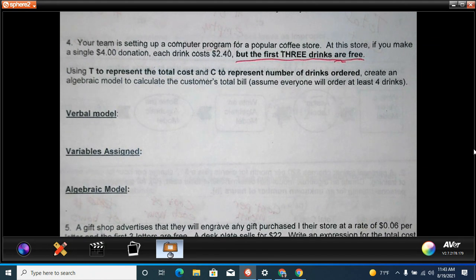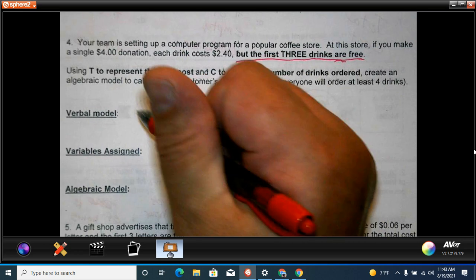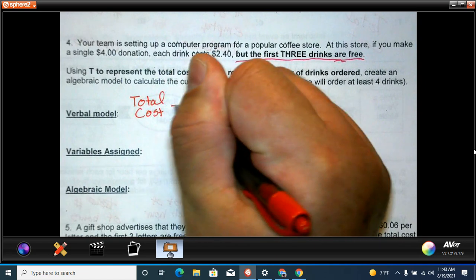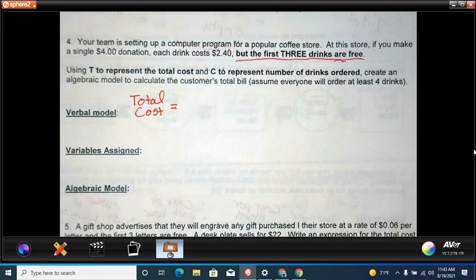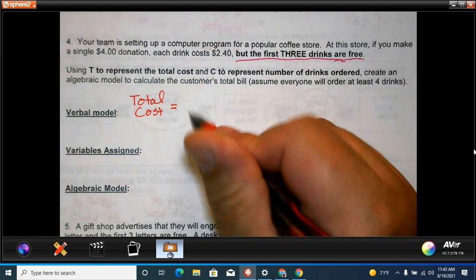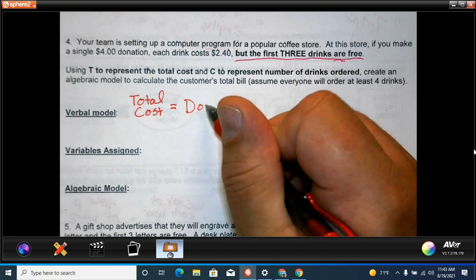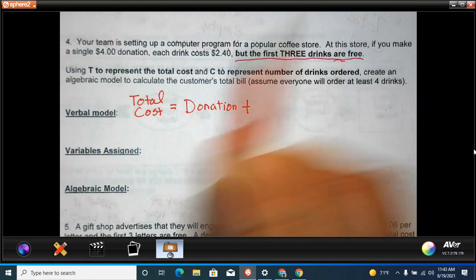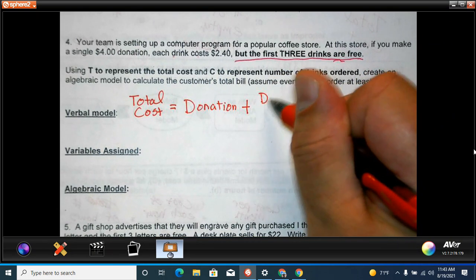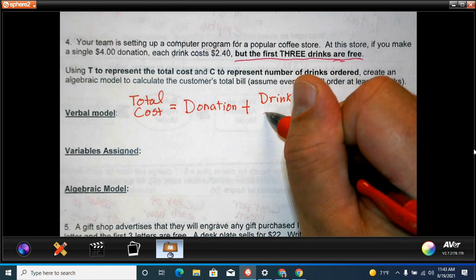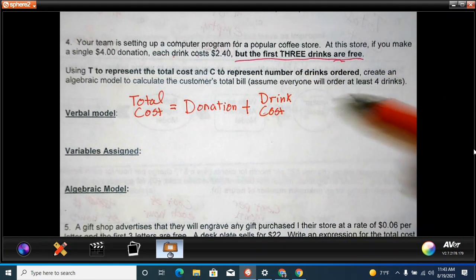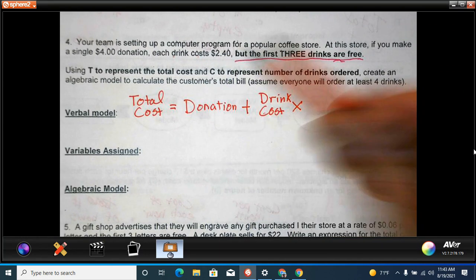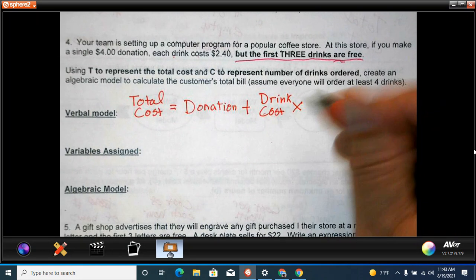So our verbal model is going to pretty much be the same. They want to look for the total cost. That's going to equal, well, they got a donation here, so we have to make a donation, right? That's going to be part of our cost. So we're going to have to add to it the actual drink cost, or cost of drinks. We're going to have to multiply that by how much each drink is, by the number of drinks, sorry.